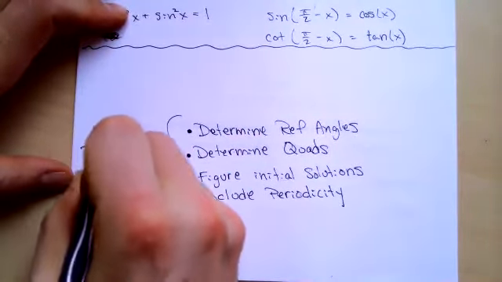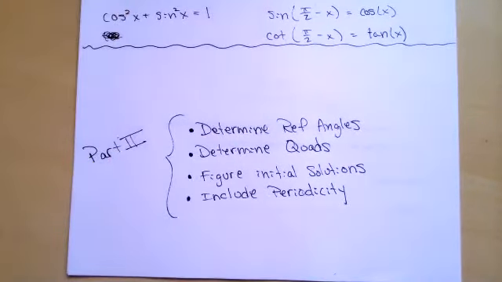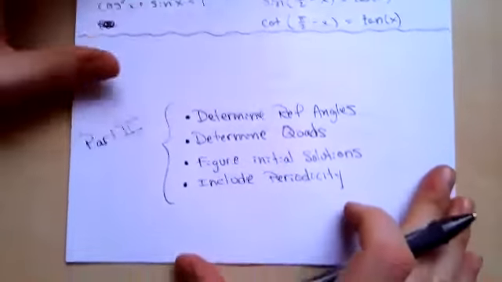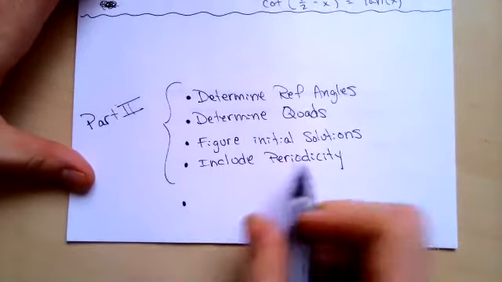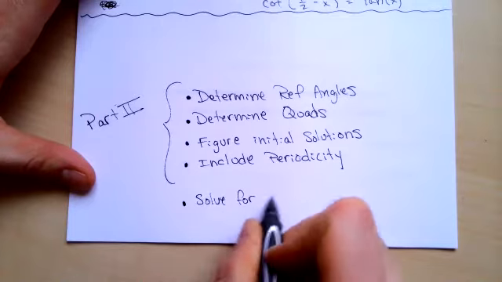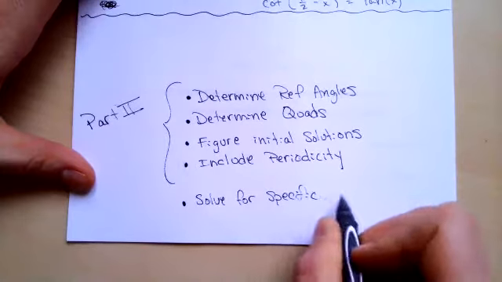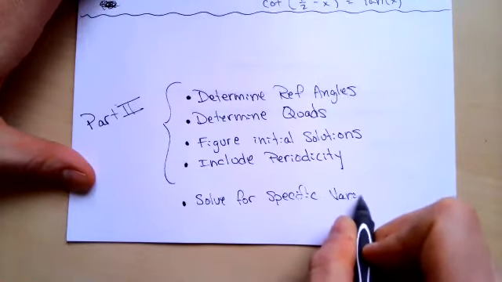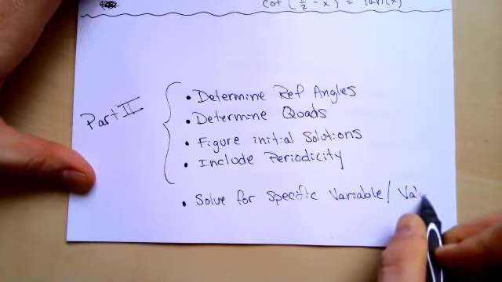And as I was mentioning on Friday, this is only part 2 of solving these problems. There's actually going to be 3 parts, and we introduce a little bit of what can happen next after this. Our part 3 is going to be to solve for a specific variable and/or values.